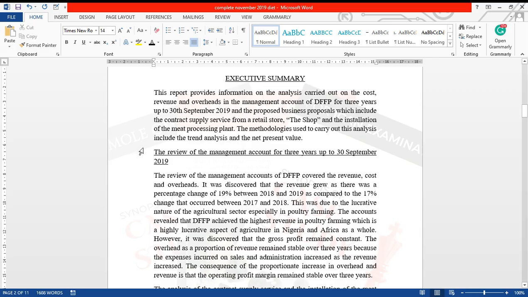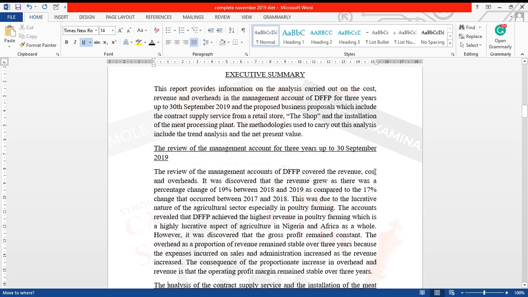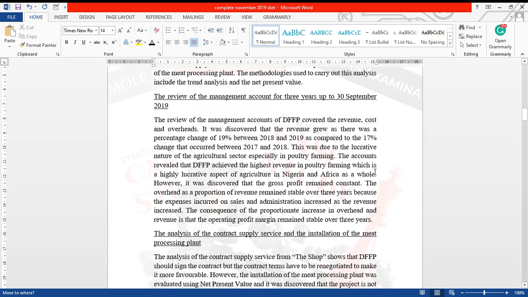So you have something like this. But me, I just did this heading by heading. I use the heading by heading method. So the first one is what? The review of the management account for 3 years up to 30th September 2019. So I explained, I said the review of management account of DFFP covered the revenue, costs, and overheads. It was discovered that the profit grew as revenue grew, as there was a percentage change of 19% between 2019 and 2020, as compared to the 17% change that occurred in 2017.